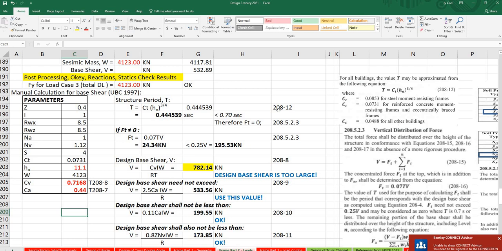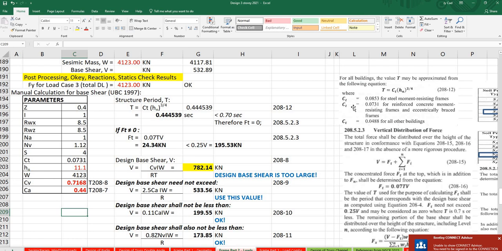From NSCP 208-12, ito yung kanyang equation. The period T is equal to CT times HN raised to the 3/4. Wherein CT is equal to 0.0853 for steel moment resisting frames. Take note of the word moment resisting frames. Ibig sabihin, hindi ito braced. Okay? Beams and columns lang.